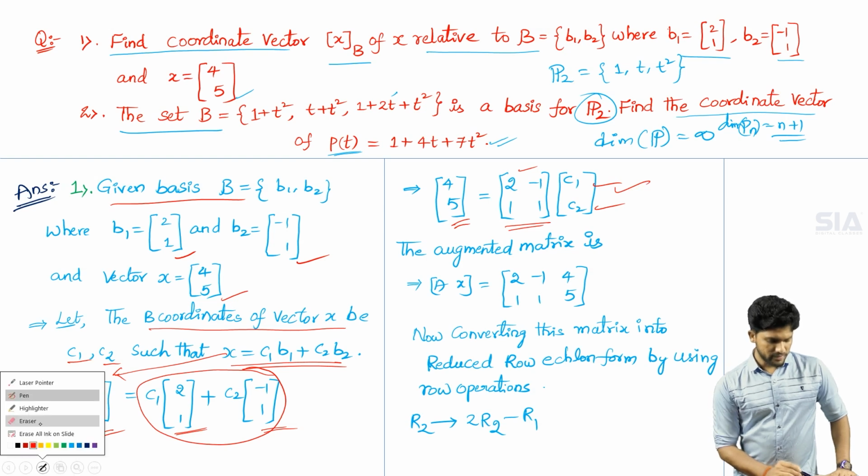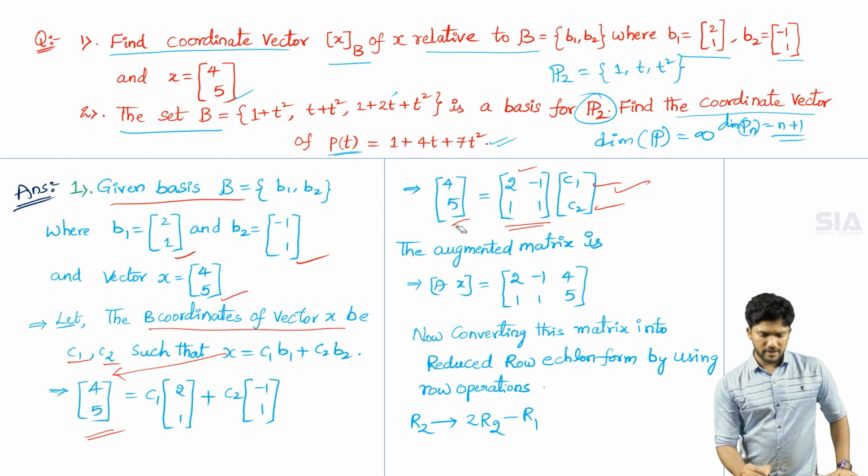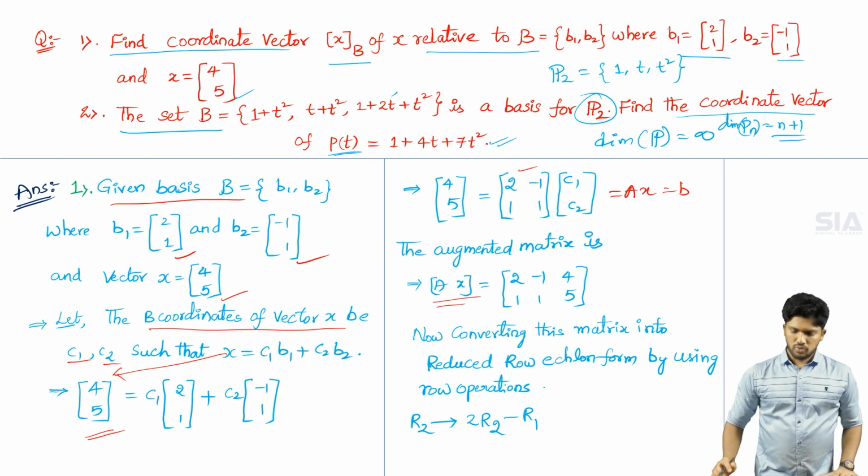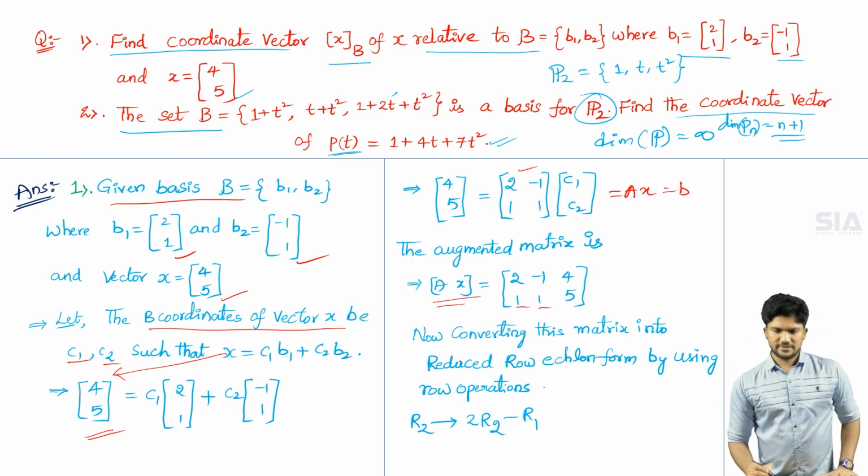Now we can compare this matrix as AX equal to B, then the augmented matrix we can write as [2 -1 | 4; 1 1 | 5].